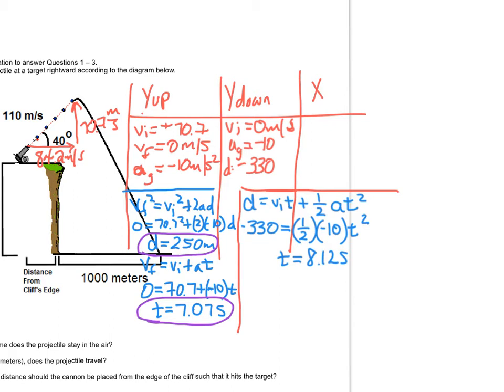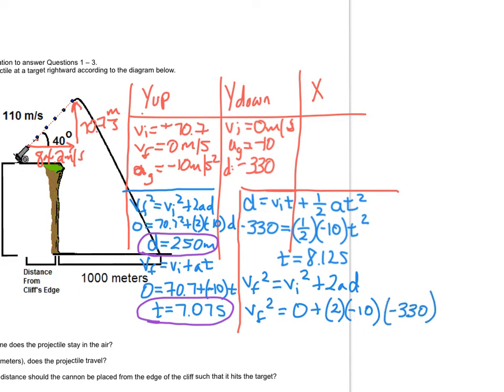Next, solving for the final velocity upon striking the ground. I will use final velocity squared is equal to Vi squared plus 2AD. VF is equal to negative 81.2.